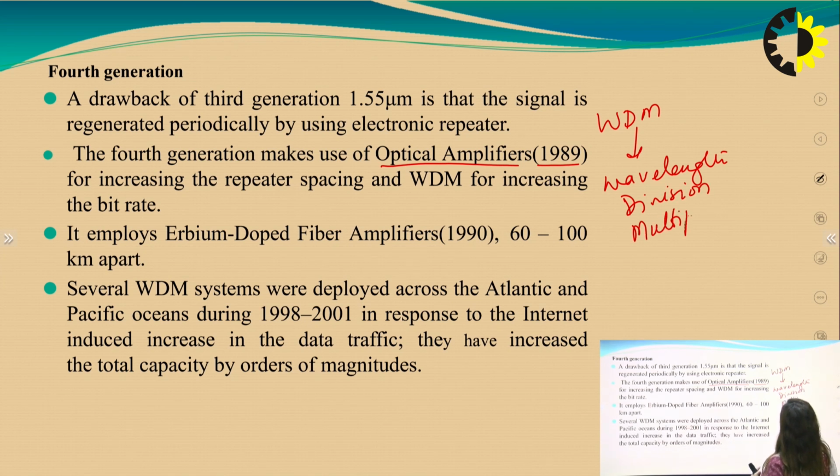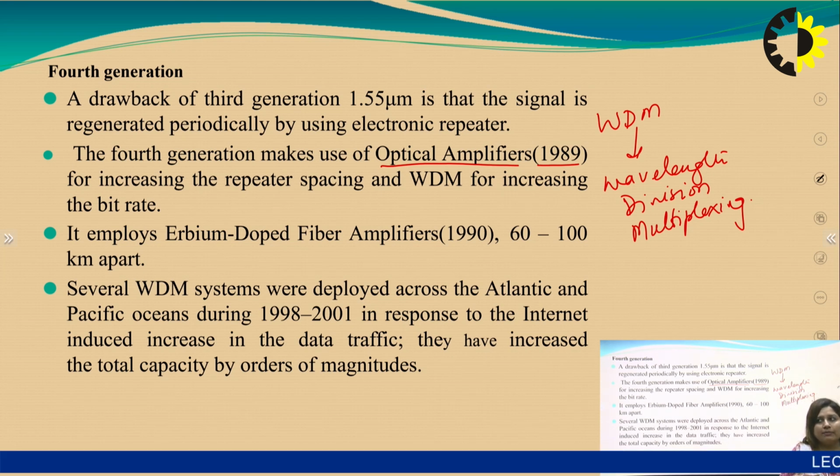So in wavelength division multiplexing, many wavelengths can be multiplexed and passed on to a single fiber. Here, because we require amplification of each of the wavelengths inside the fiber, we can lay down erbium doped fiber amplifiers at a distance of around 60 to 100 kilometers.